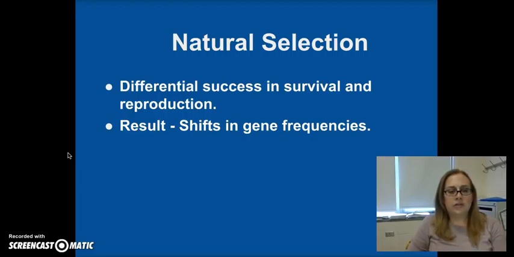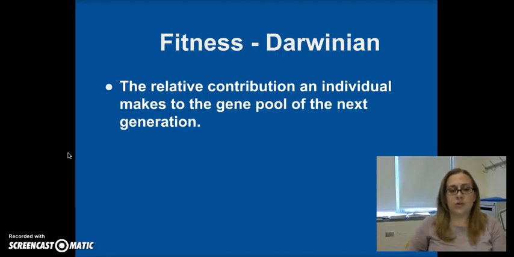Next, we've got natural selection. So this is differential success in survival and reproduction, and this does shift gene frequencies. When we talk about fitness, we tend to have this idea of survival of the fittest. The stronger you are, the faster you run, the more likely you are to succeed. But this means something a little bit different when you're talking about Darwinian evolution and natural selection.